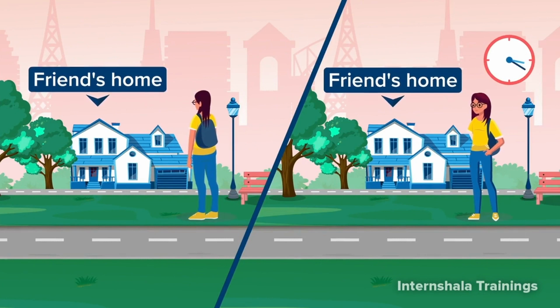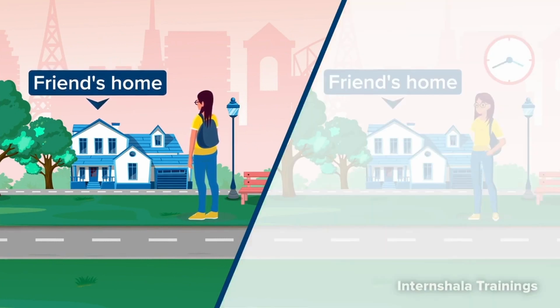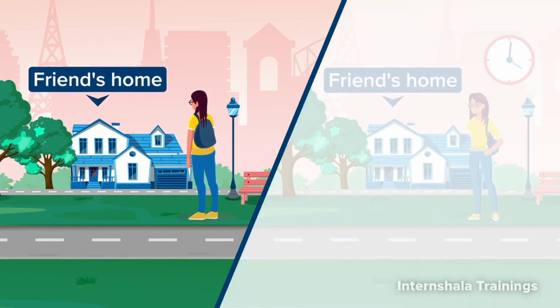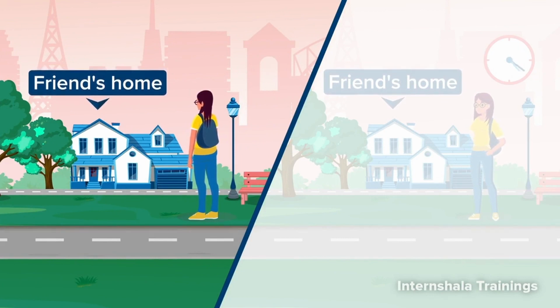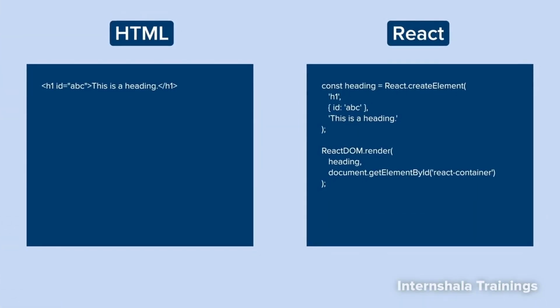Now, which way will you choose to reach your friend's home? Obviously, the first way, that is by walking, as it is the shortest route. Now, in the last video, we saw that something that could have been done by writing a few lines of HTML, we wrote long React codes. Well, this sounds contradictory. If we prefer shortcut ways or ways that would take lesser time and effort, then why would we write longer code?